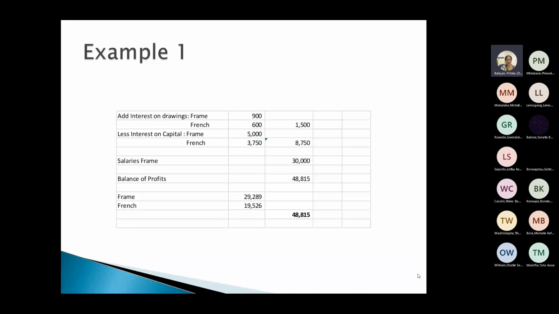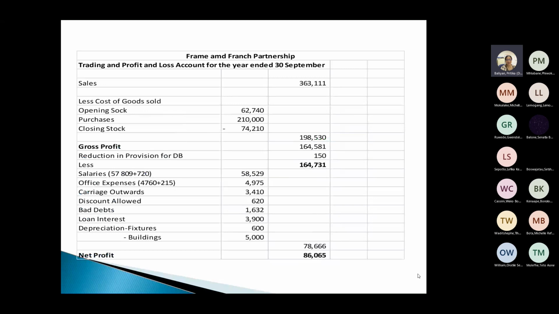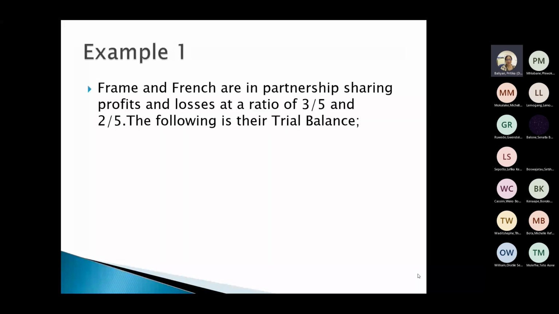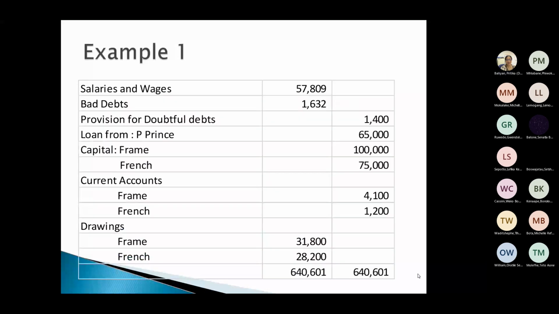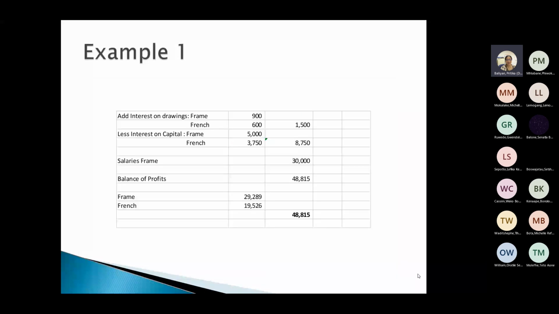After deducting the interest on capital and salary and adding the interest on drawings, the balance of the profit becomes 48,815. That 48,815 has to be apportioned between the partners in the ratio of 3 to 2, because that was the profit and loss sharing ratio. So the balance of the profit, 48,815, has been apportioned in the ratio of 3 to 2.